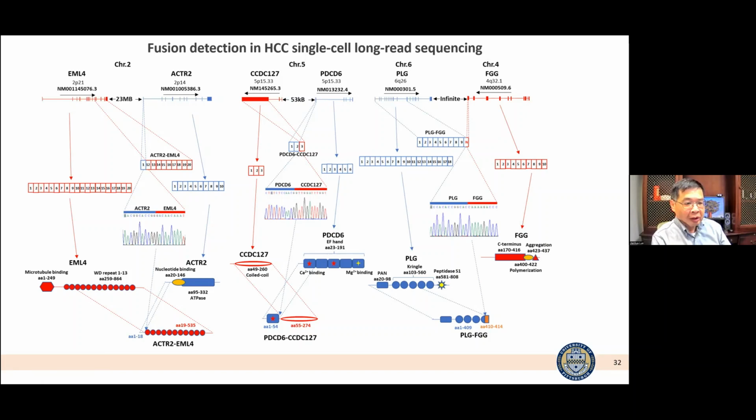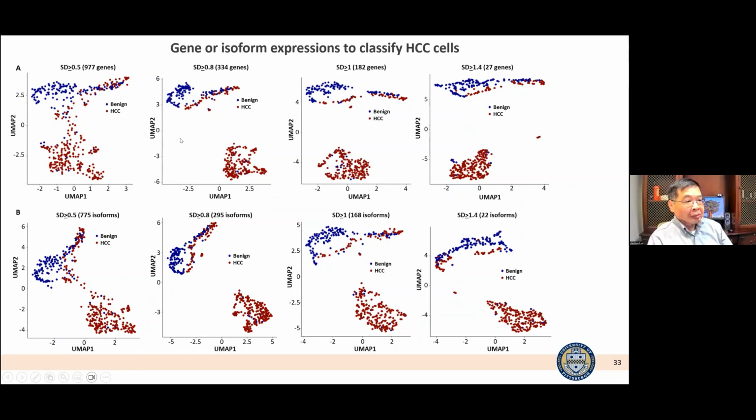So the next question we ask is: in terms of gene expression, can we use the regular way to classify these cancer cells based on gene expression? Yes, actually, we could do that. When the gene expression has a standard deviation of more than 0.5, you produce a little bit of segregation of these two groups, and then with 0.8 and more, and then with 1, you have an even better distance to separate between them.